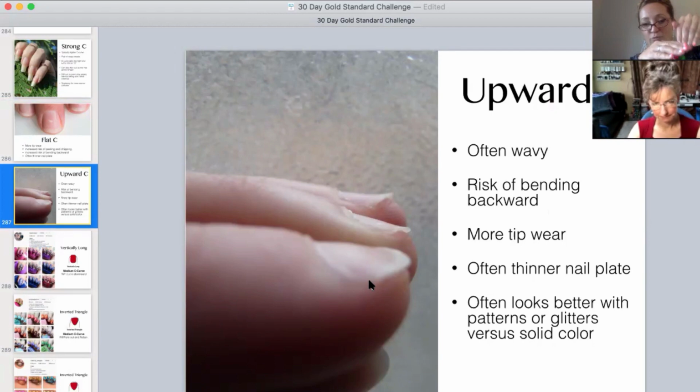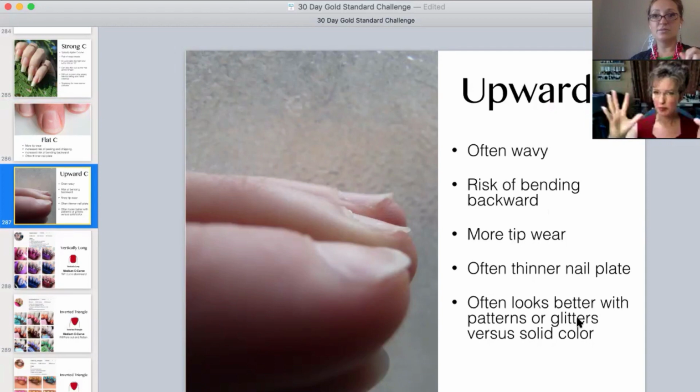Again, mine never bend backwards. I can't say never. If it bends backwards with that C curve, it snaps and it's bloody. Oh, it hurts.